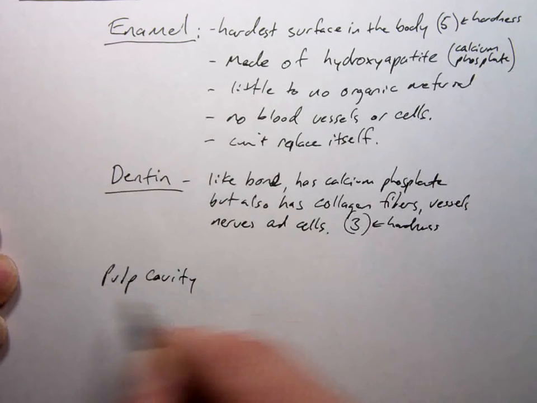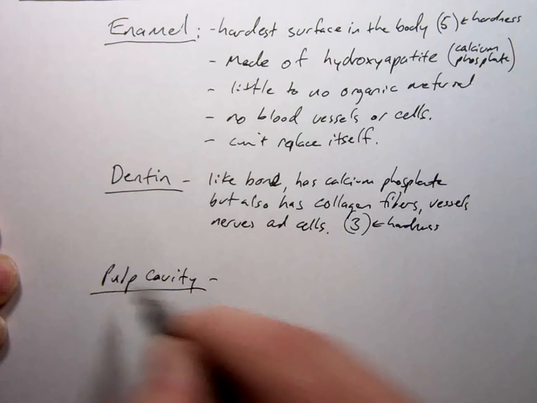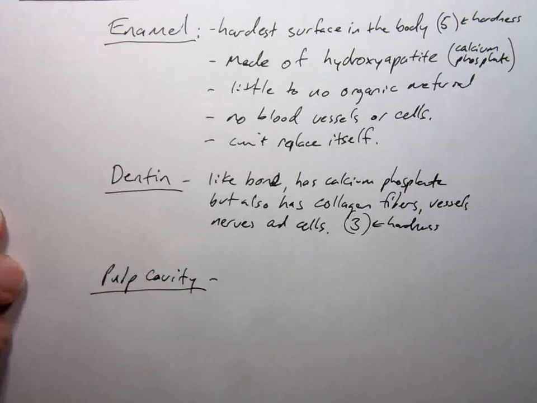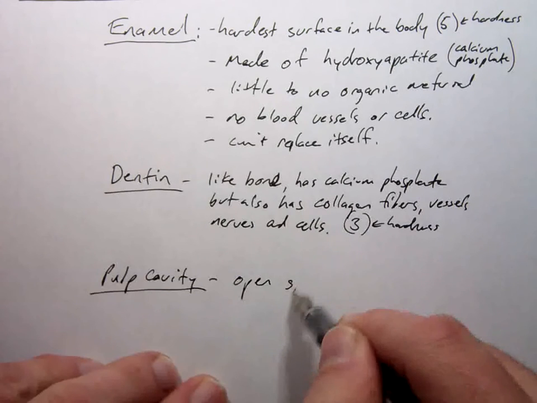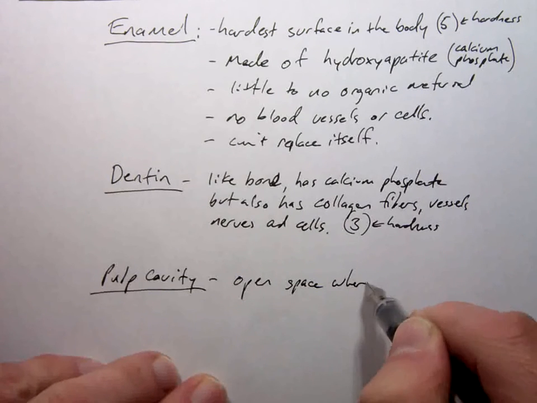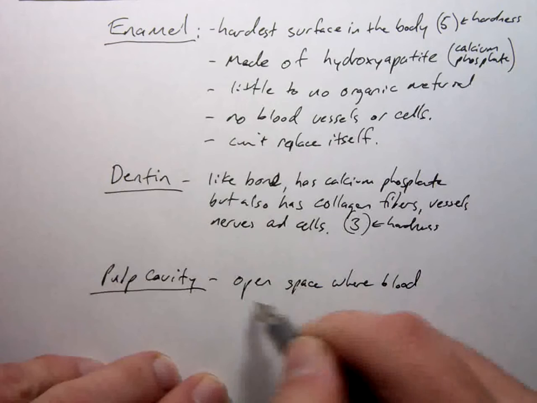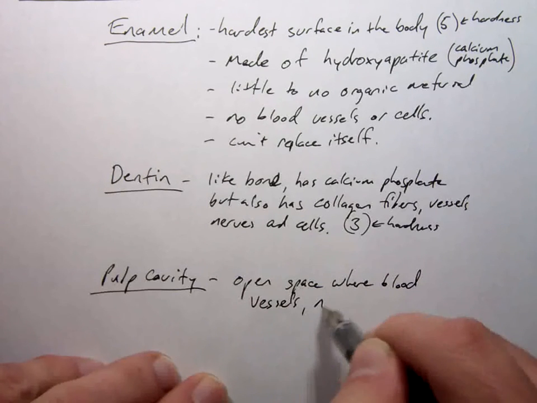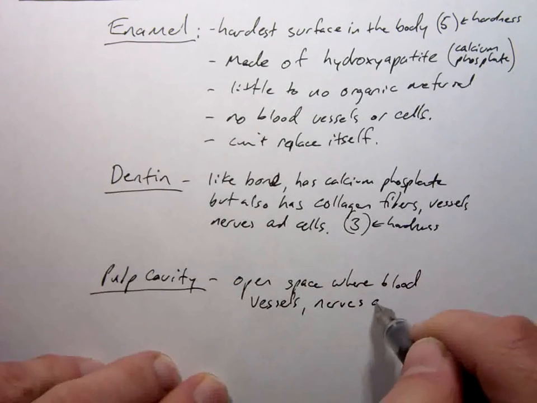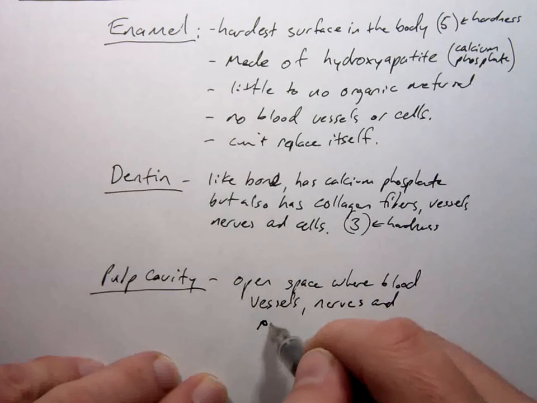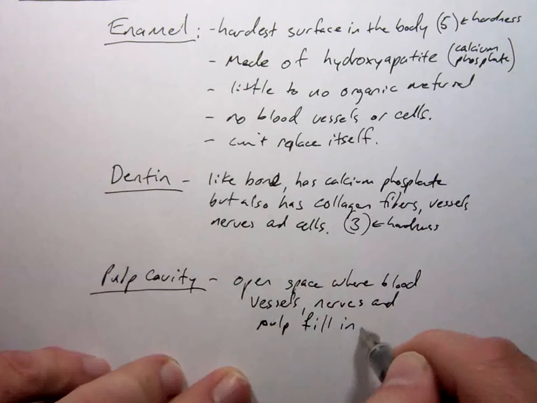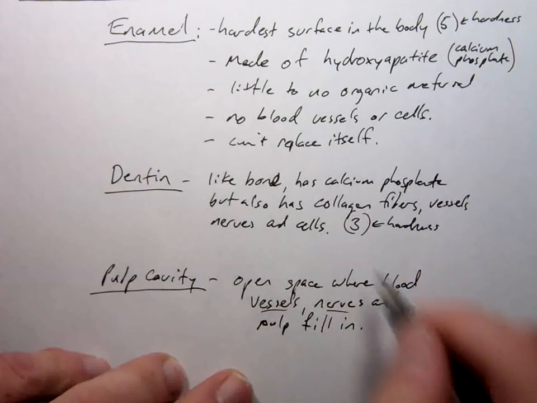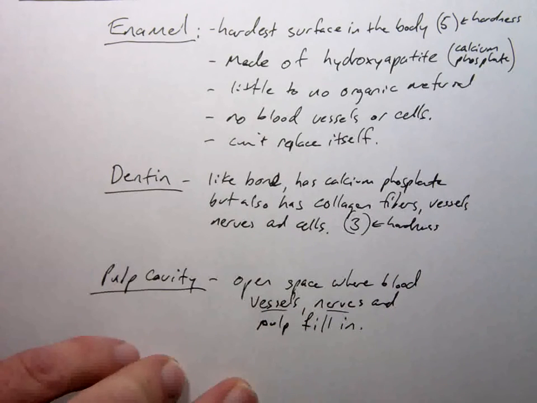They're like, whoa, I thought cavities in teeth were bad. This one's not. Everybody has this. Cavity just means opening. This is the open space where blood vessels, nerves, and pulp fill in. Again, the vessels and nerves are on their way to the cells that are in the dentin that are replacing that layer.